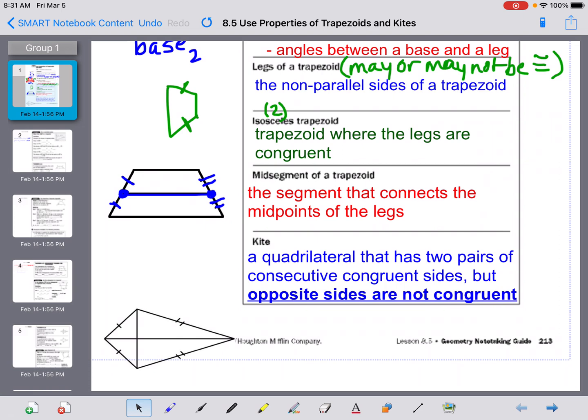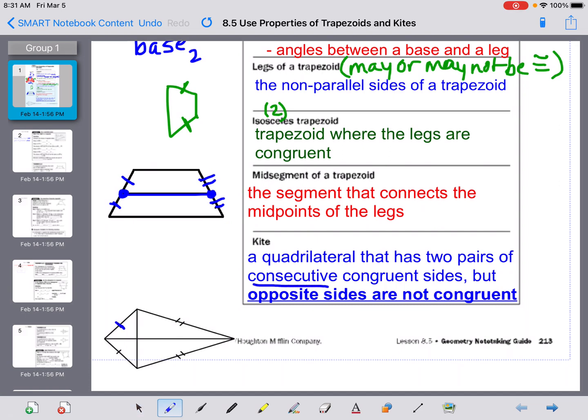All right, last one is a kite. A quadrilateral that has two pairs of consecutive congruent sides, but opposite sides are not congruent. And I hope you notice that I underlined and I made that bold. Opposite sides will never be congruent, okay? Which is very, very different than our parallelogram rules. So two pairs of consecutive sides. Remember, consecutive means one right after the other.